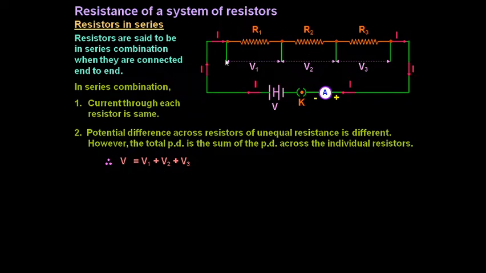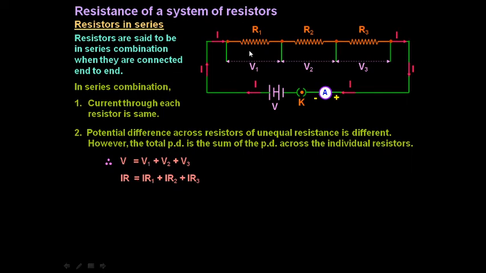In order to calculate the total resistance of the series combination, we start from this basic formula. Total potential is divided, so V is equal to V1 plus V2 plus V3. Now if R is the total resistance in series combination, then the total potential is equal to I into R using Ohm's law.